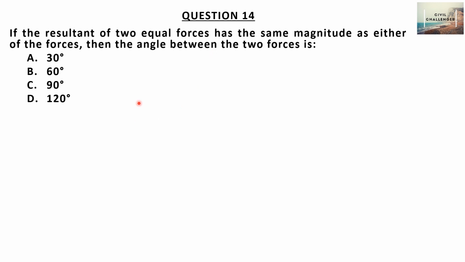Now the next question. If the resultant of two equal forces has the same magnitude as either of the forces, then the angle between the two forces is option A 30 degree, option B 60 degree, option C 90 degree, option D 120 degree.